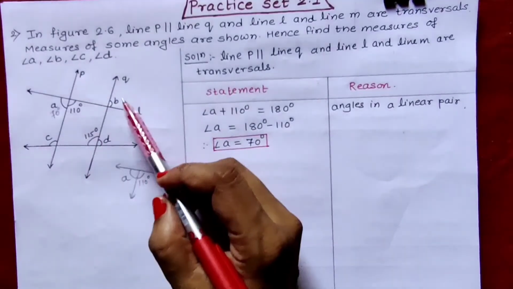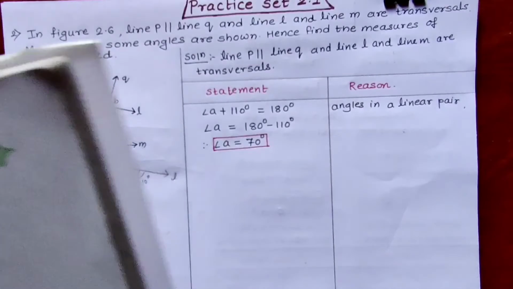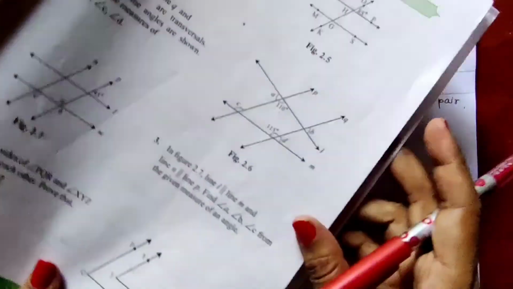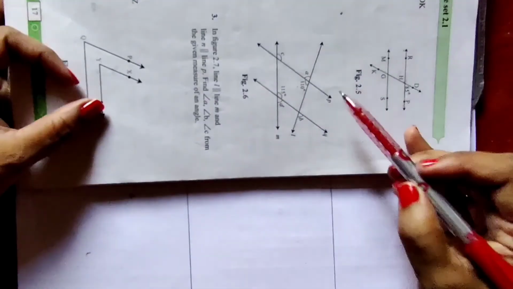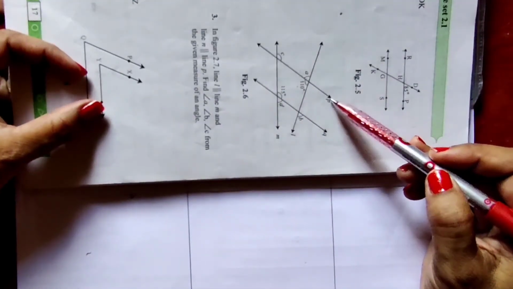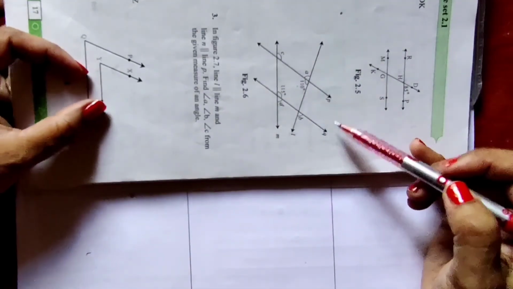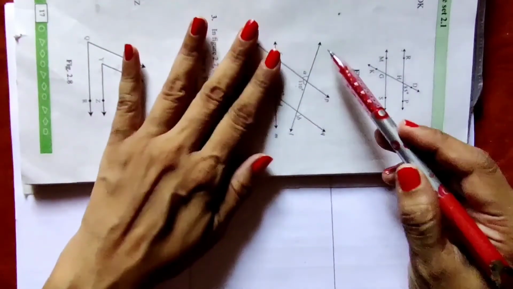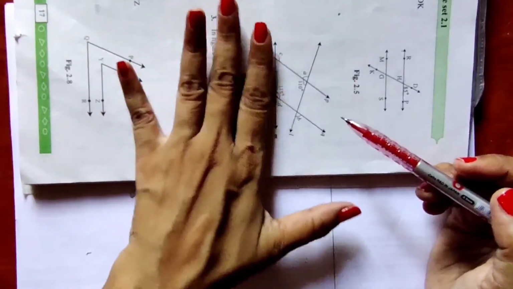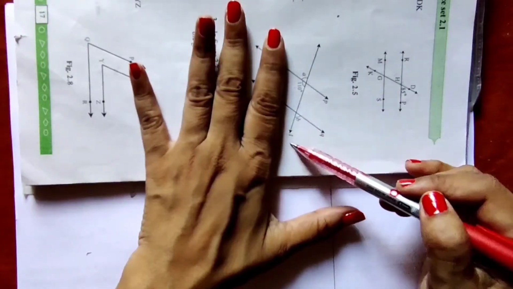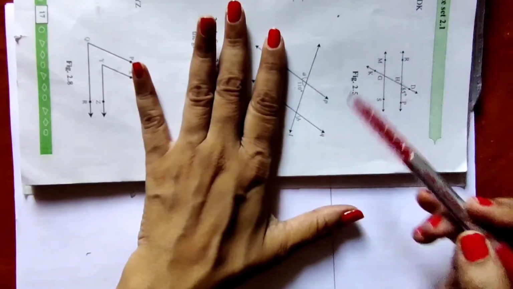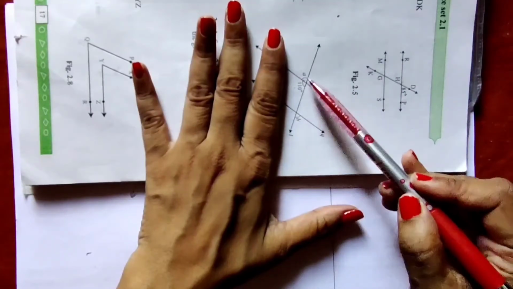Now let us find the value of this B. I will be showing you from this textbook. I am holding my book in such a way that we can see that this line P is parallel to line Q, and this line L is the transversal. Don't look at this line M now. P is parallel to Q and line L is the transversal, and just observe this A and B.